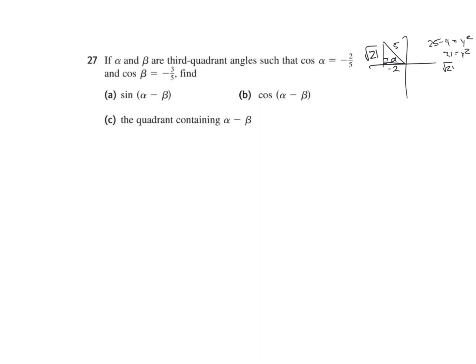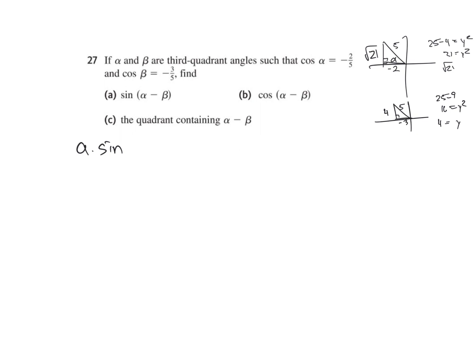And again, this is alpha. Cosine of beta is negative 3/5. So again, you could do a negative 3 over 5 in the same way. So negative 3 and 5. And that would be 25 minus the 3 squared, or 16. And again, that's going to be 4. 3, 4, 5. All right, so now we're going to do part A, the sine of alpha minus beta.